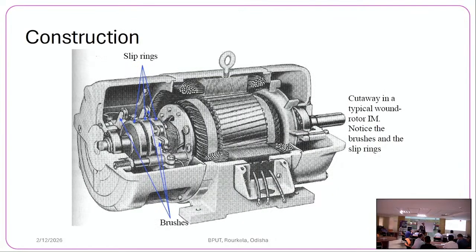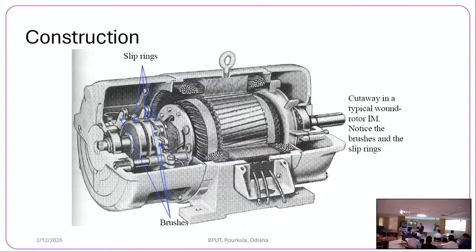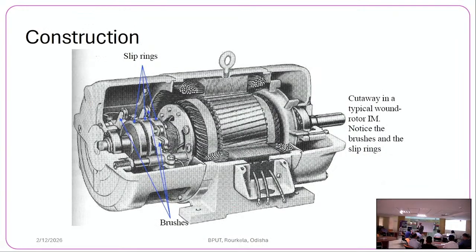In the wound rotor induction motor, because the rotor is carrying a winding, the terminals of the rotor have to be taken outside the rotating rotor. In the squirrel cage rotor, it is not required. There is no external connection from the squirrel cage rotor to outside. But in the slip ring induction motor, rotor terminals have to be provided so that from outside we can access the rotor winding. So obviously slip rings will be there.